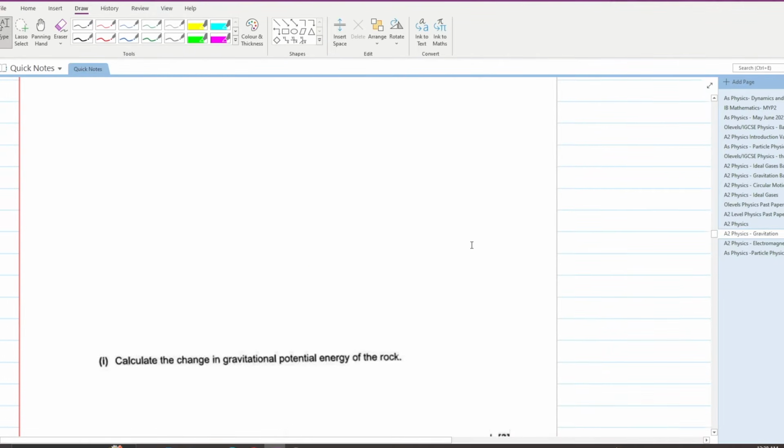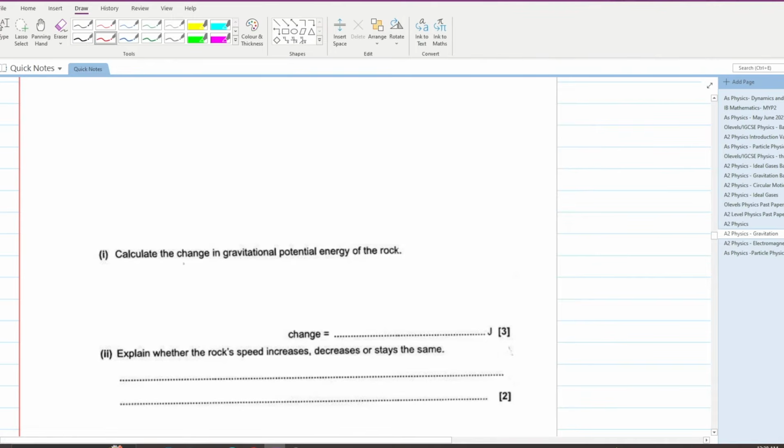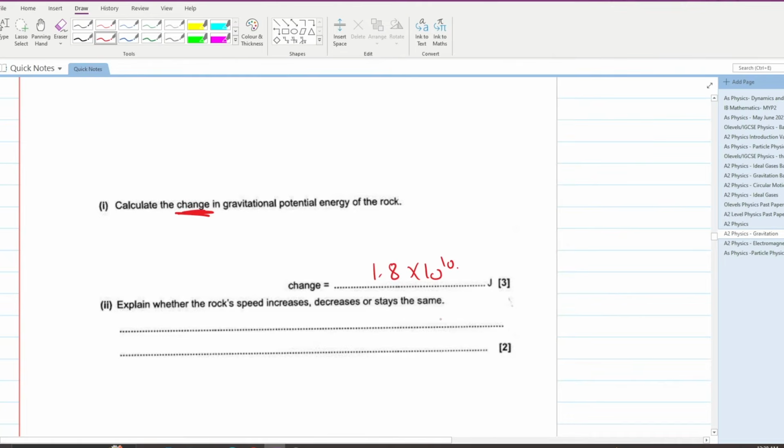Now let me see what we have to state here. We have to state the change. Whenever you have to give the change, you ignore the minus or plus sign. So you will just say 1.8 into 10 raised to the power 10 joules. Explain whether the rock's speed increases, decreases or stays the same.